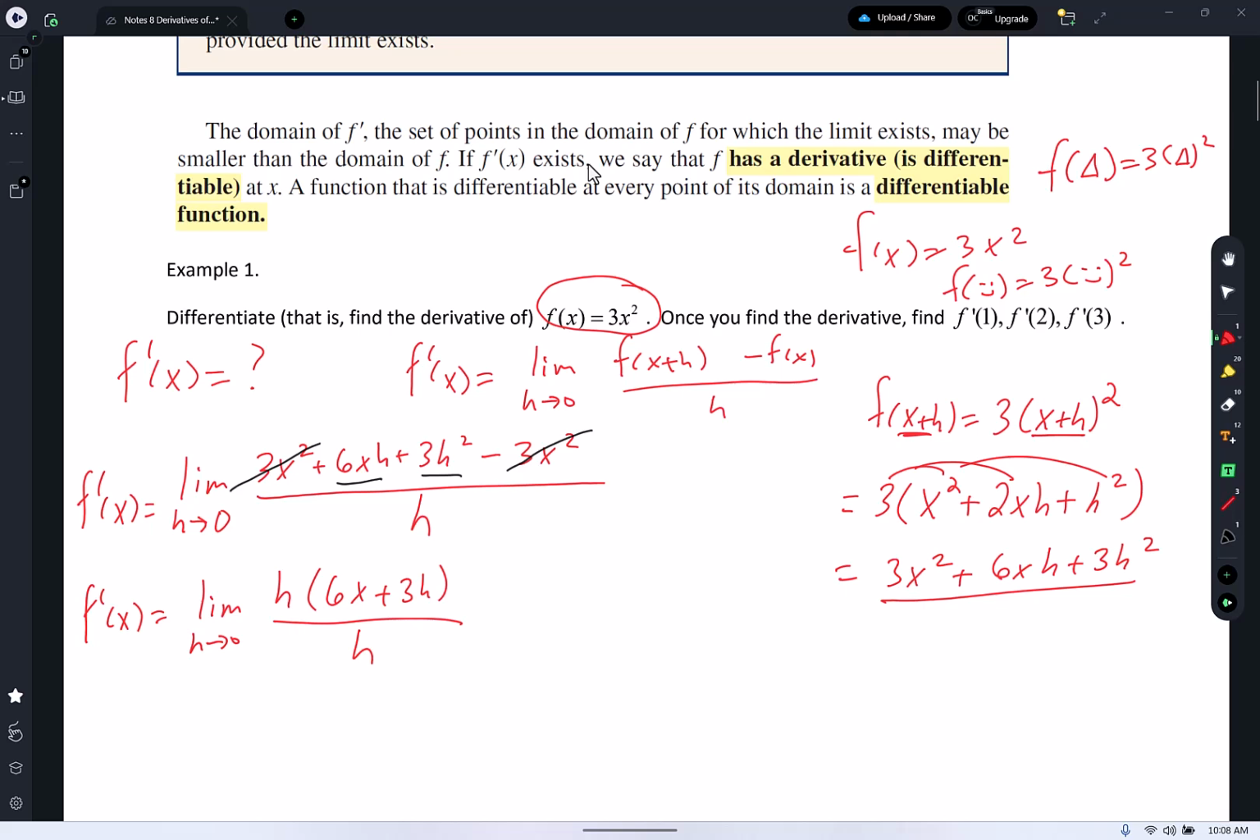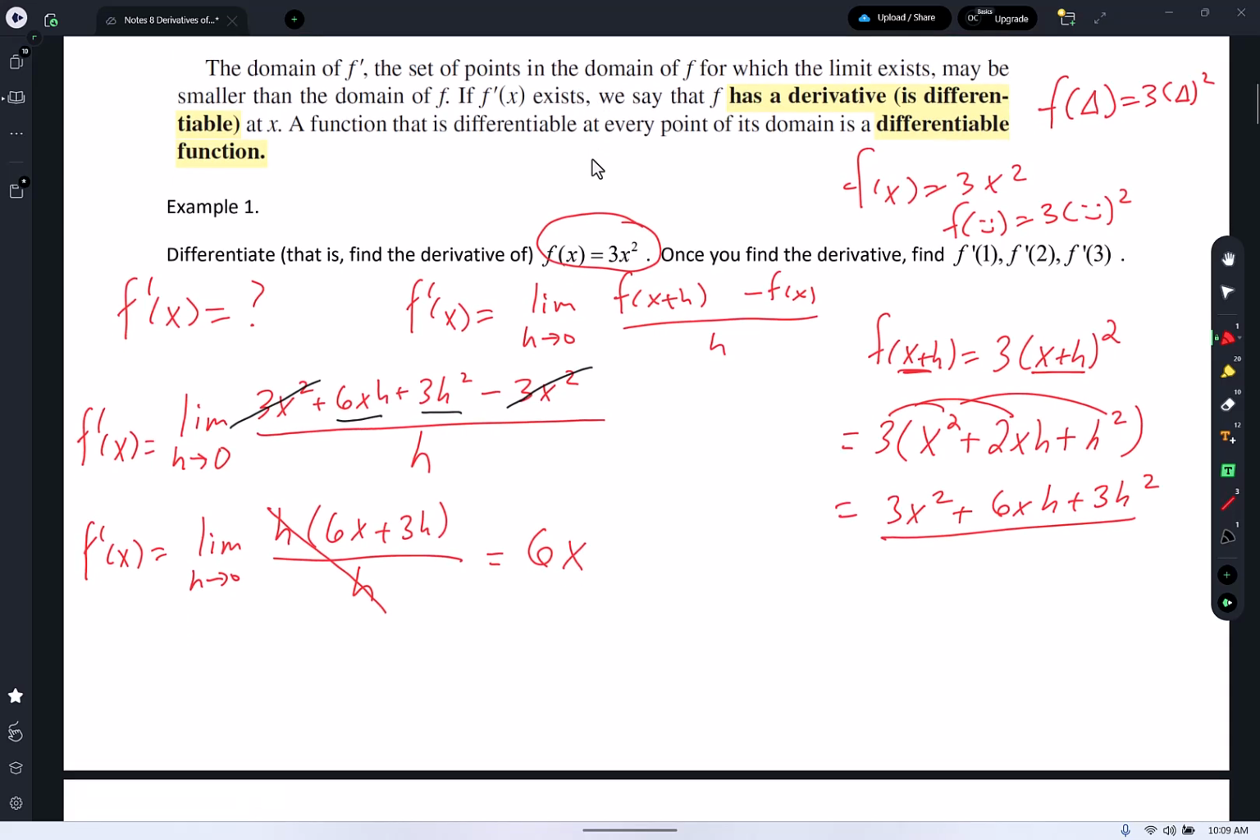What is going to cancel out? The h's. Bam. H's cancel out. h is approaching 0. So I just have 6x plus 3 times 0. So I just have 6x. So my f prime of x is just 6x.